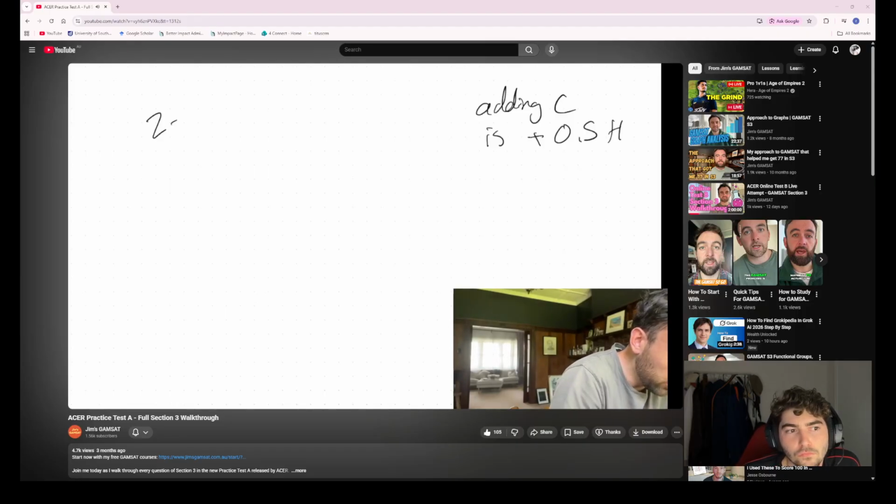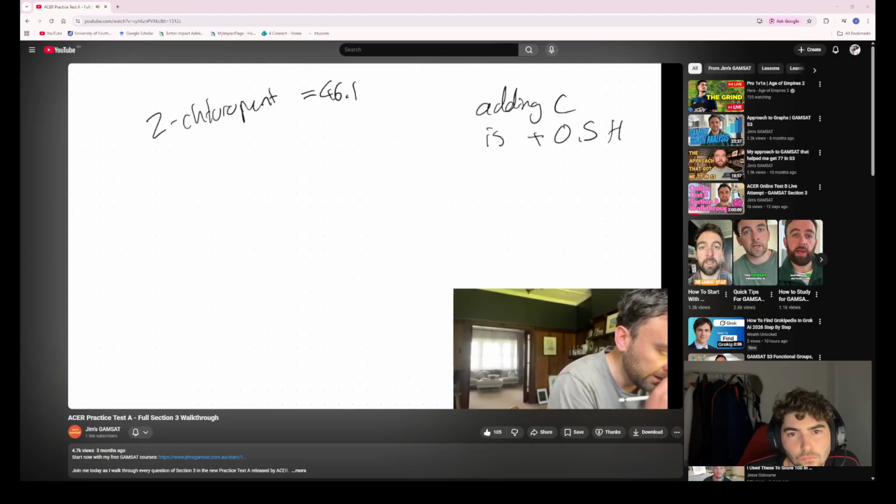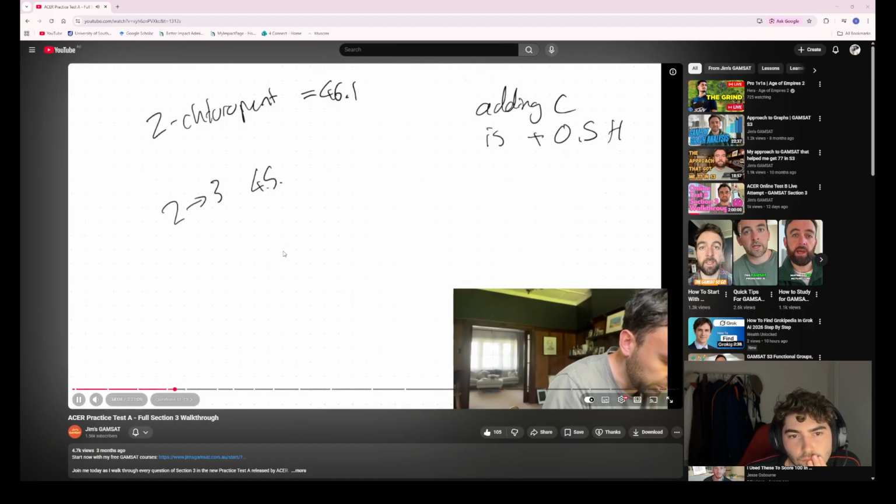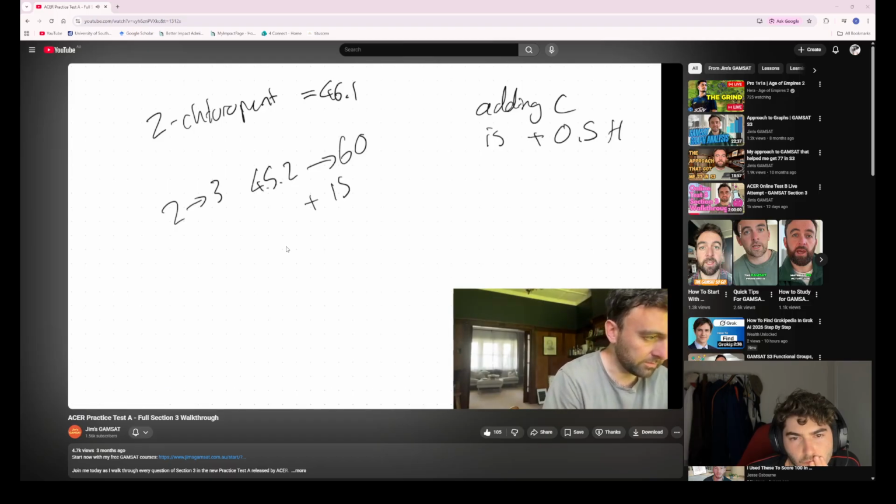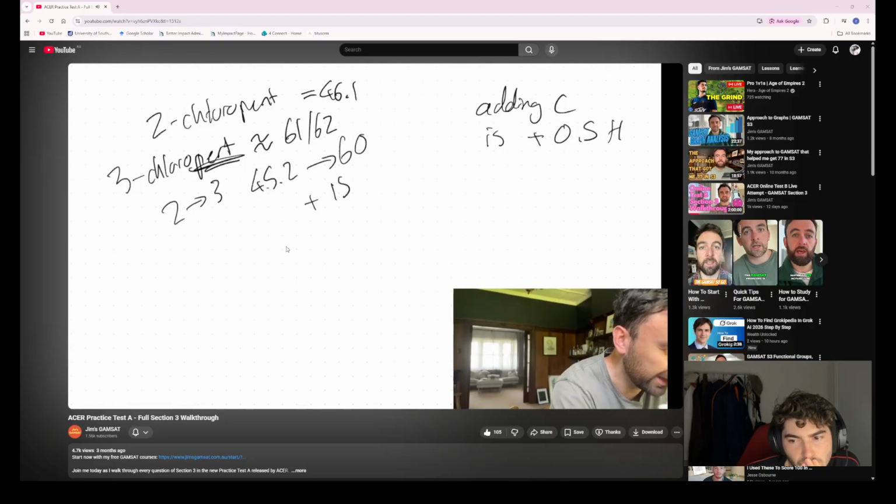Now we know as well that 2-chloropentanoic was 46.1. So as we go from 2 to 3 with propanoic acid, for example, we go from 45.2 to 60. So that's plus 15-ish. So I think 3-chloropentanoic acid would be roughly 61 or 62 or something like that.